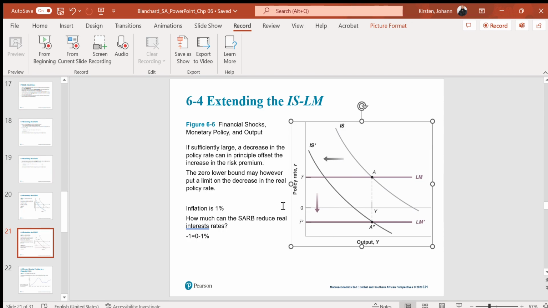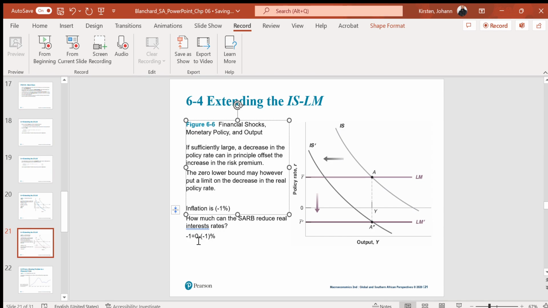So let me give you an example here. Let's say there was deflation in the economy, meaning inflation was minus 1%. Okay, how much can a reserve bank reduce the real interest rate by? Remember, minus 1 times minus is a plus. So then the lowest they can go with the real interest rate is plus 1%, which is above here. And if you draw your IS line above here, then that is the furthest you can go back to your original output level. So you settle at a point here. So you can't really offset the increase in the risk premium if you don't have enough room.